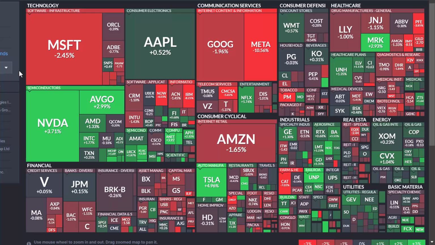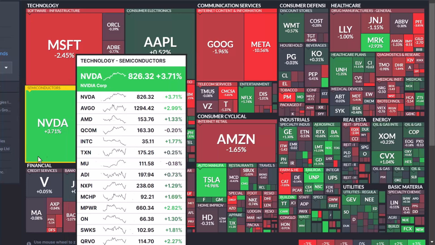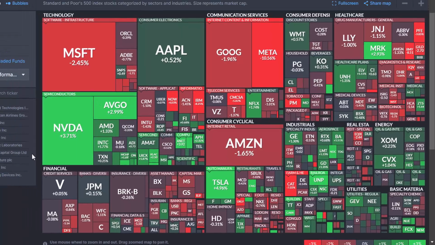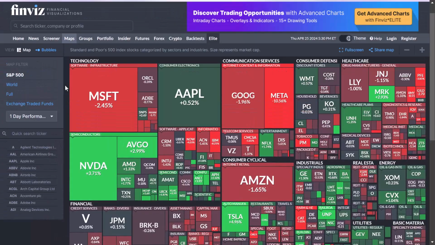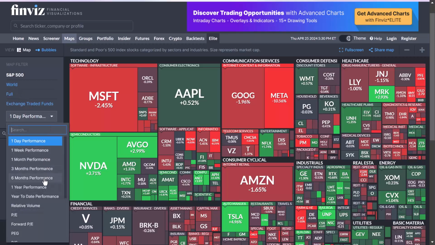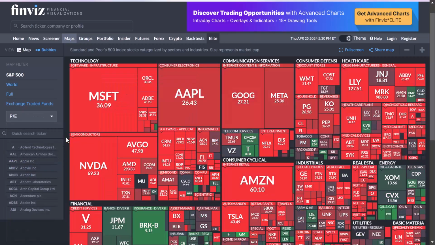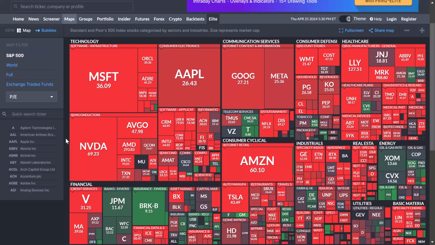What this is good for is just getting a quick look at the overall market. You can see which sectors are up and which are down, as well as sort of the magnitude of those changes. The default here is to show stocks in the S&P 500, but you can also look at stocks around the world as well as ETFs. And you can look at performance over different time frames and factors like PE ratio. Again, to me, this is not the best way of looking at stocks.